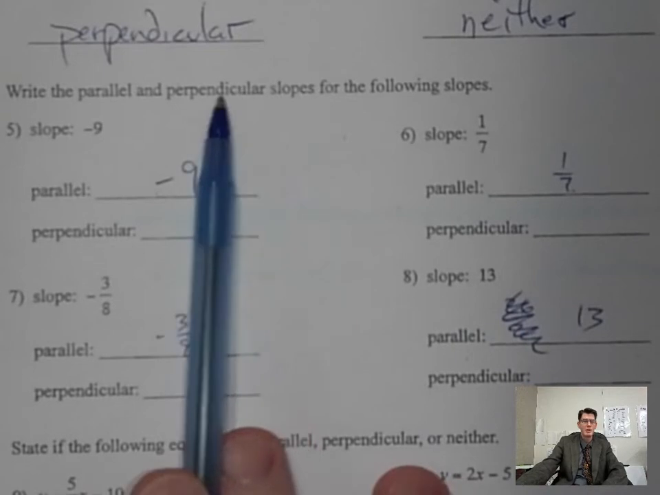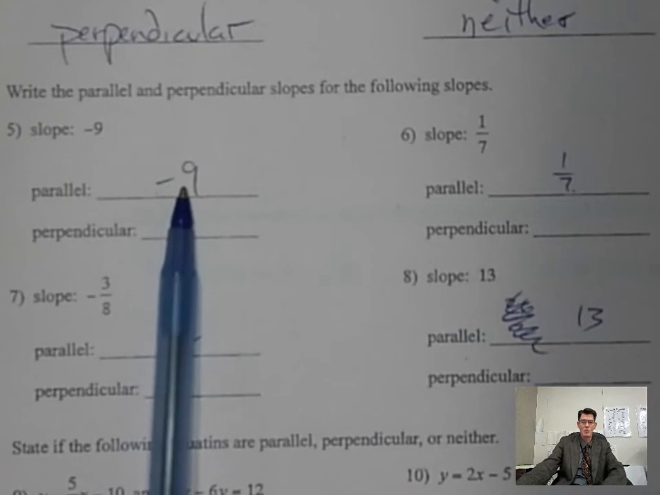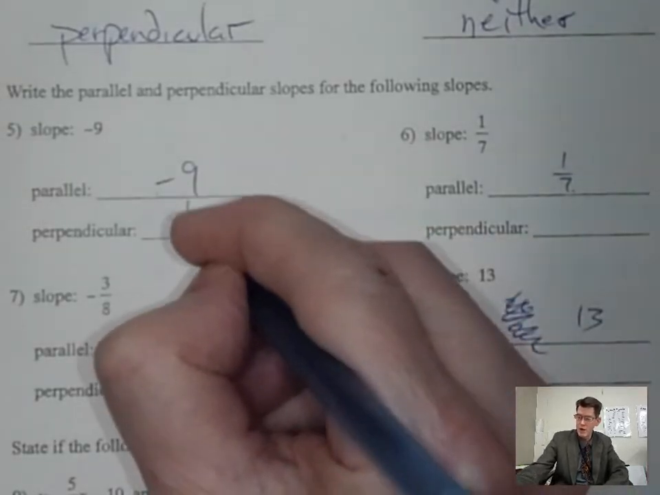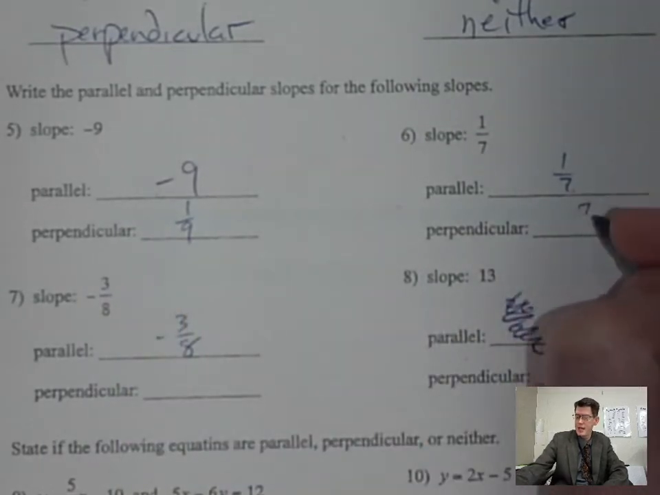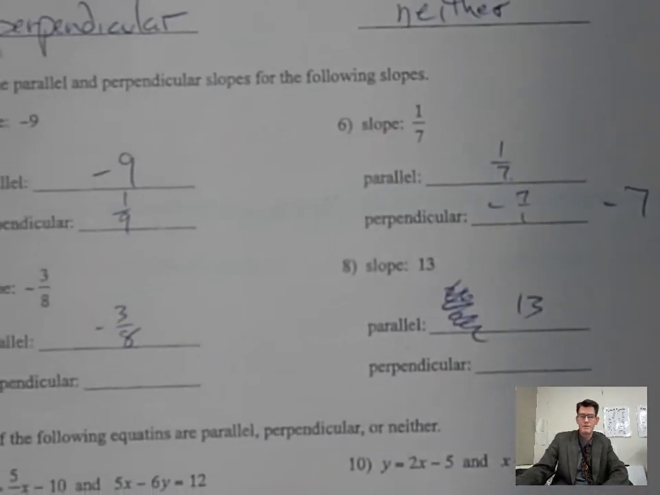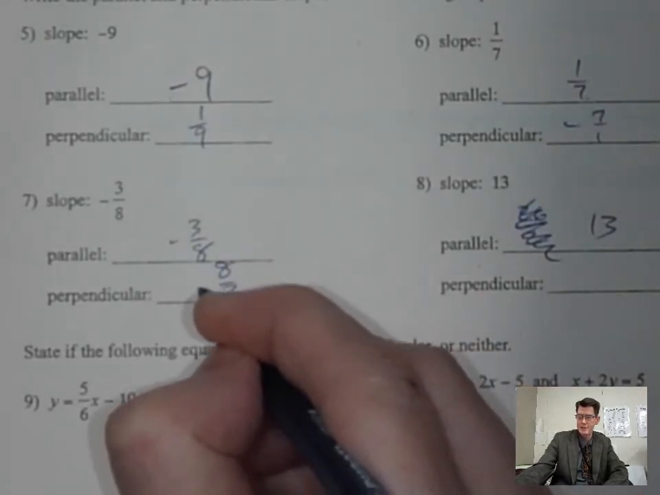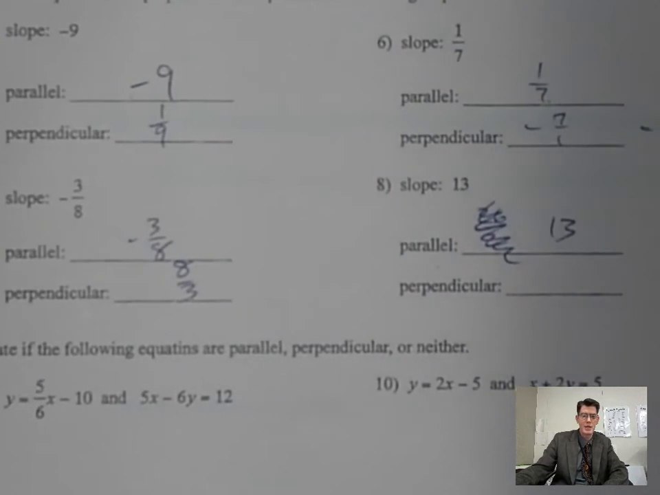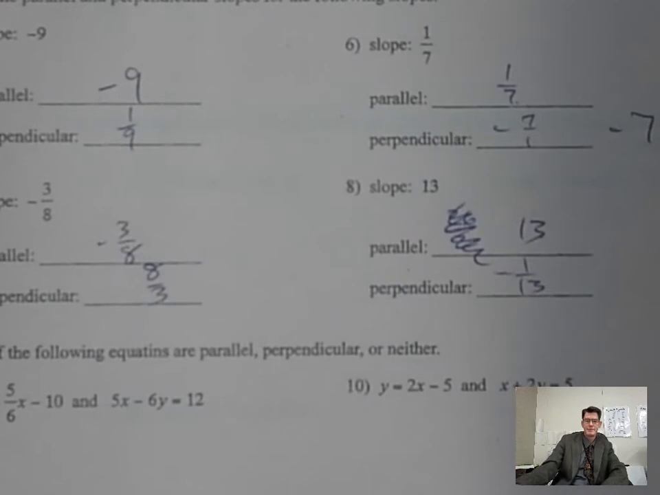Okay, perpendicular, the multiplicative and additive inverses, or just flip it upside down and change the sign. Flip that upside down, it was 9 over 1, so make it 1 over 9 and change the sign. Same thing here, flip it upside down, 7 over 1 and change the sign, or just plain -7. Same thing here, flip it upside down, change the sign. That is the perpendicular. And here, flip it upside down and change the sign. That's perpendicular.